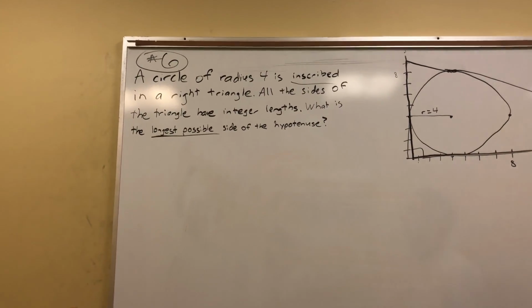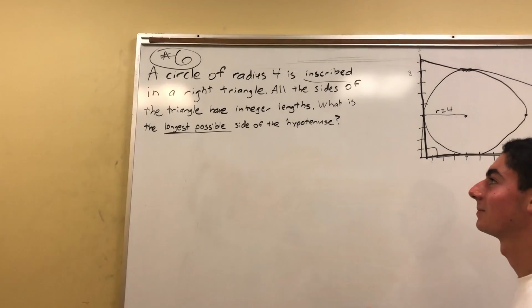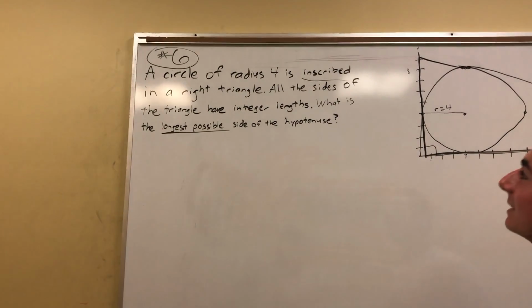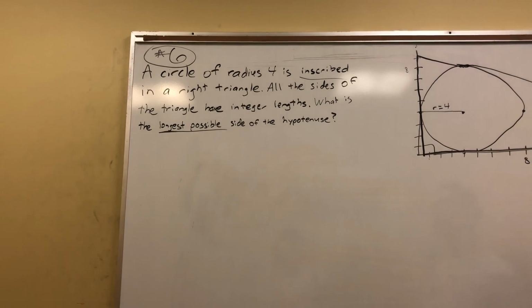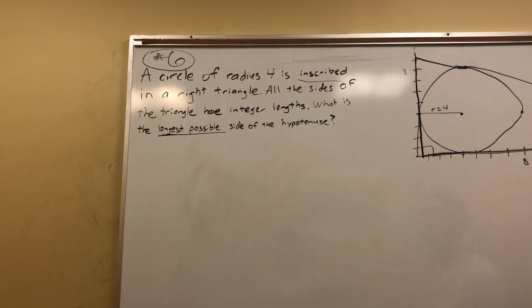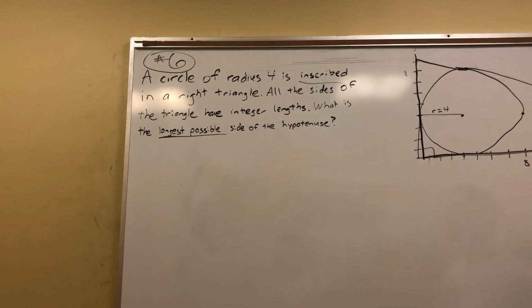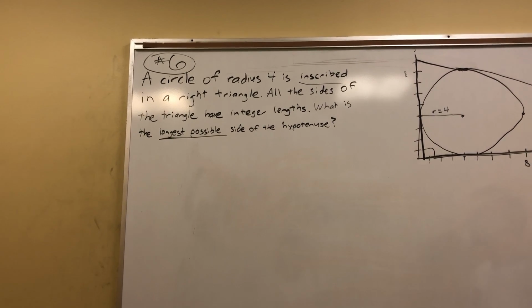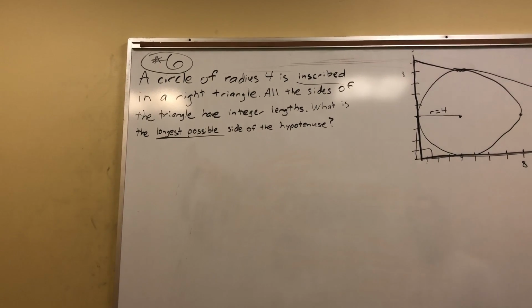We good? Alright, so item number 6. A circle of radius 4 is inscribed in a right triangle. All the sides of the triangle have integer lengths, and we want the longest possible side, the hypotenuse, right?